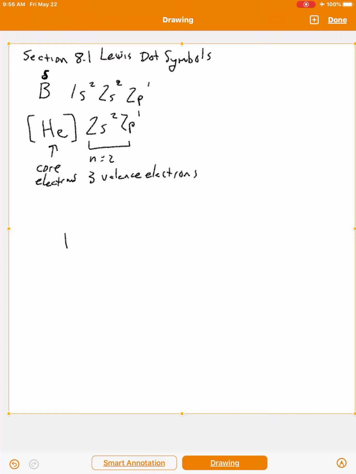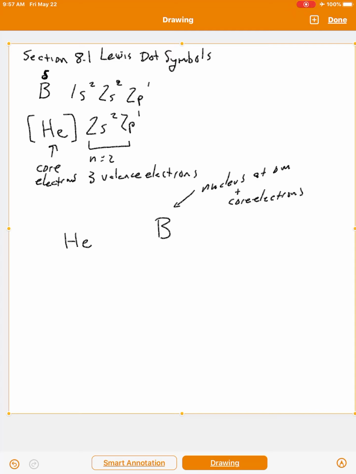We're going to represent the valence electrons in the following way. The symbol represents the nucleus of boron and the core electrons. Remember, the nucleus is where all the protons and neutrons are.